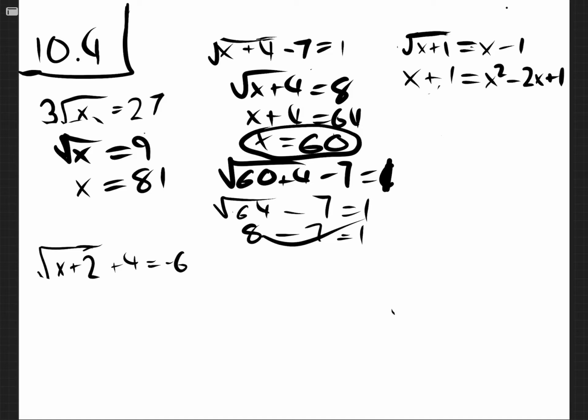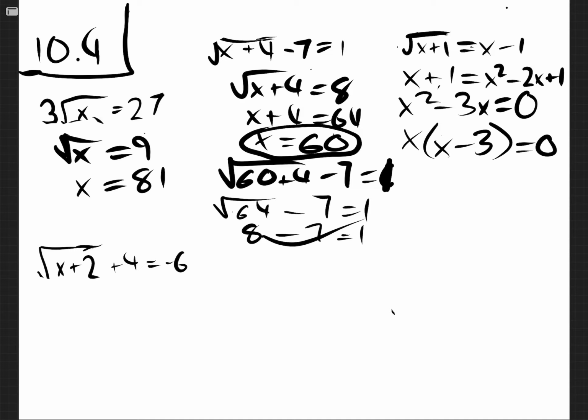And now we can simplify this whole thing. So we can subtract x from both sides, and then subtract 1 from both sides. So then what we're left with is x squared minus 3x equals 0. And now we can take a GCF out from this. So x times x minus 3 equals 0. And that means that either x equals 0 or x minus 3 equals 0, meaning x equals 3.